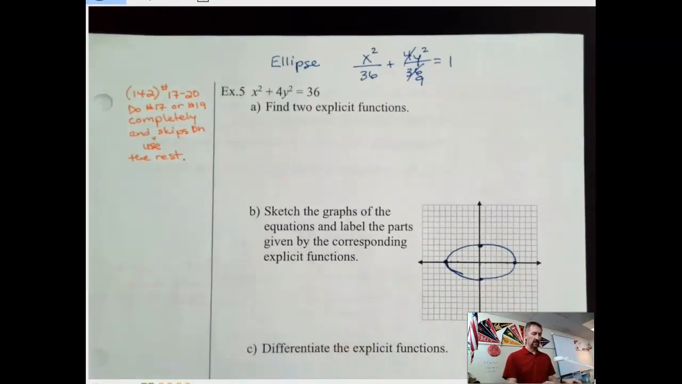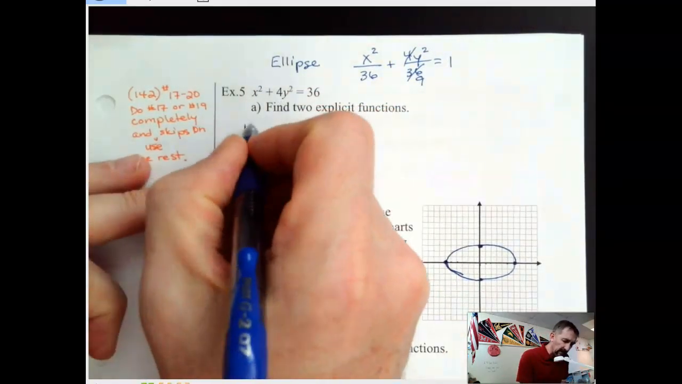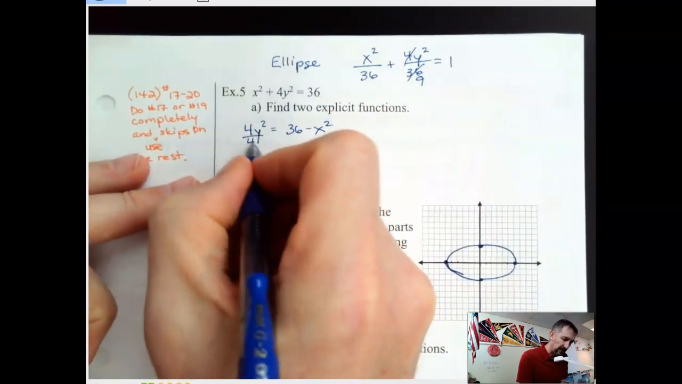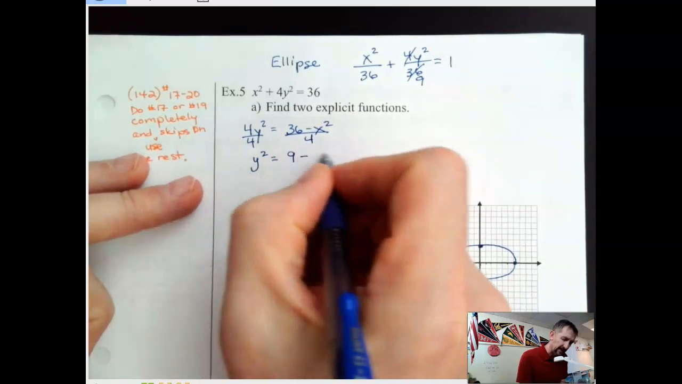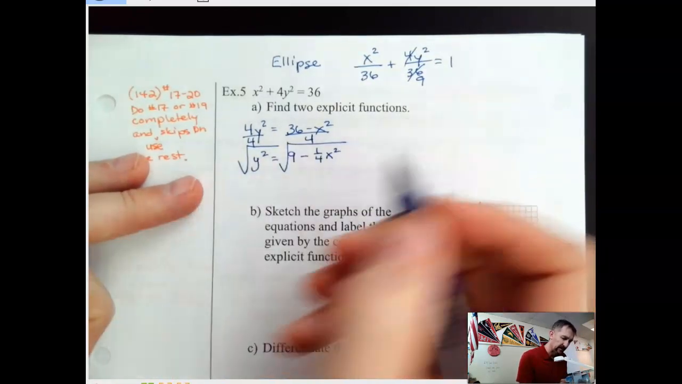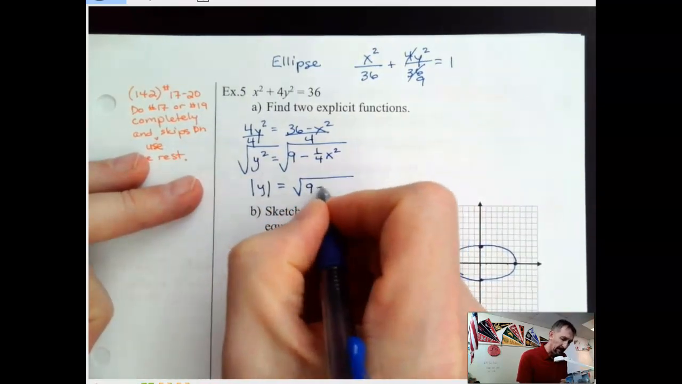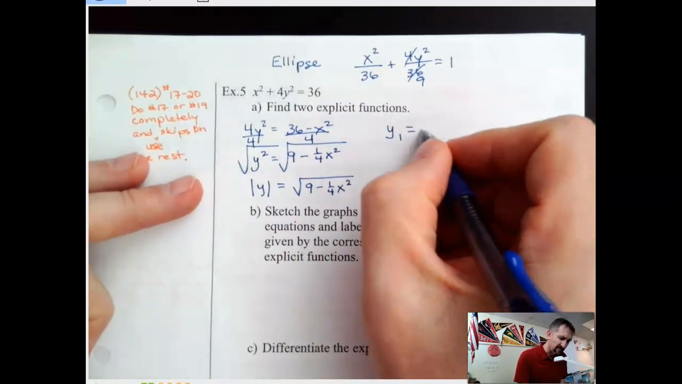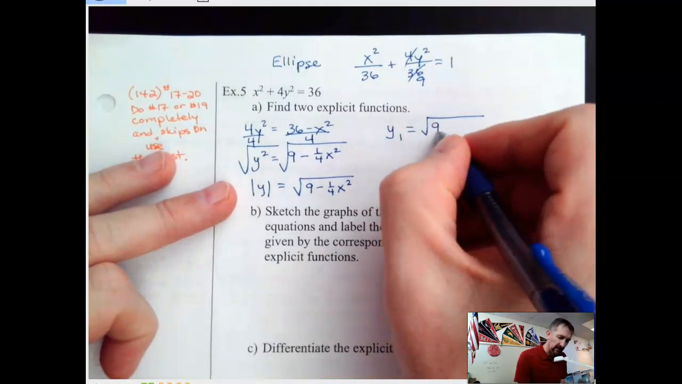I was supposed to graph them separately, so I will show that as we go here. What we're going to do is subtract x squared from both sides, and then divide by 4. So we get y squared equals 9 minus 1/4 x squared. Then we take the square root of both sides. We get the absolute value of y equals the square root of 9 minus 1/4 x squared. Okay, so we're going to get y1, and that would be the positive, so we would get plus and minus.